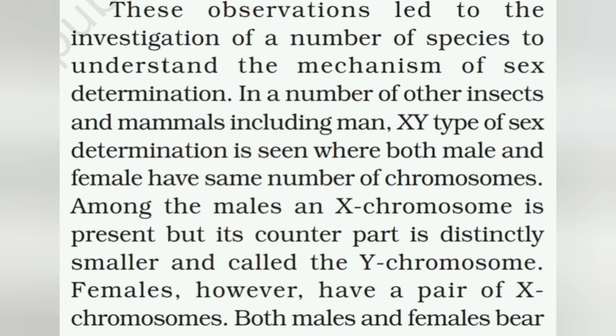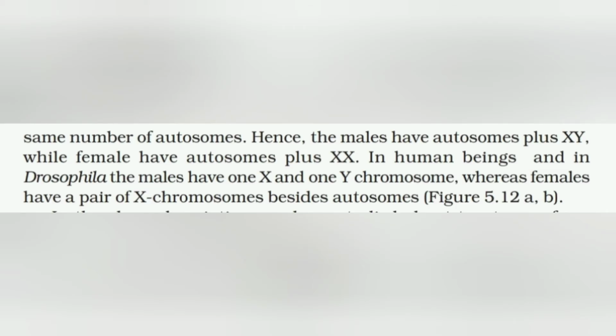These observations led to the investigation of number of species to understand the mechanism of sex determination. In a number of other insects and mammals including men, XY type of sex determination is seen, where both male and female have the same number of chromosomes. Among the males, an X chromosome is present, but its counterpart is not X but the Y chromosome, that is smaller than the X chromosome. Females, however, have a pair of X chromosomes and they both bear the same number of autosomes. Hence, the males have autosomes plus XY, while females have autosomes plus XX.